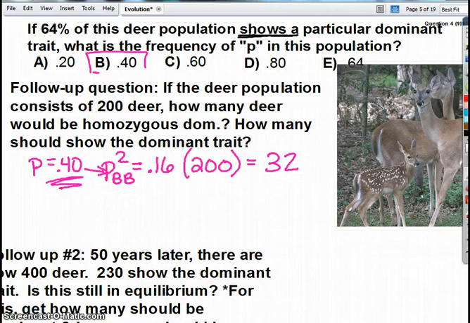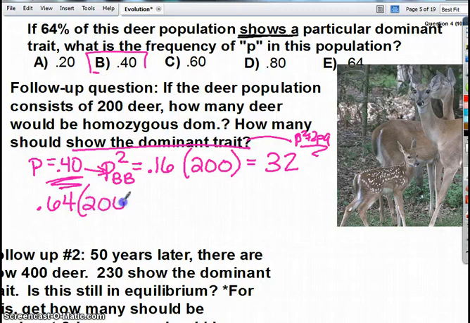The actual question here is how many deer should show the dominant trait. So what they're really asking you for here is p squared plus 2pq. Now technically you could do a trick here, because if 64% show the dominant trait, then technically 0.64 times my 200 deer should give me how many show the dominant trait, which would be 128.